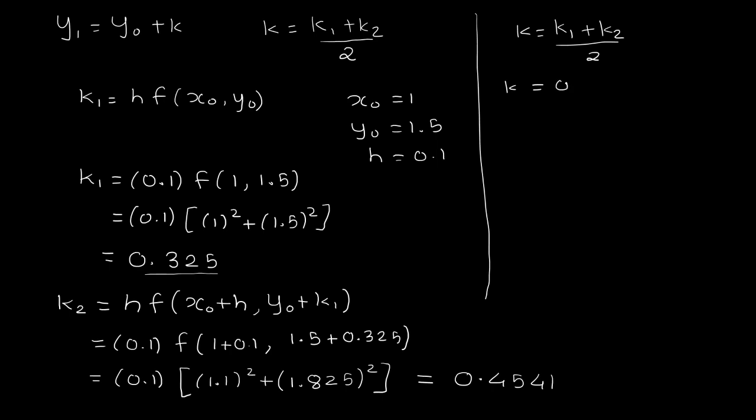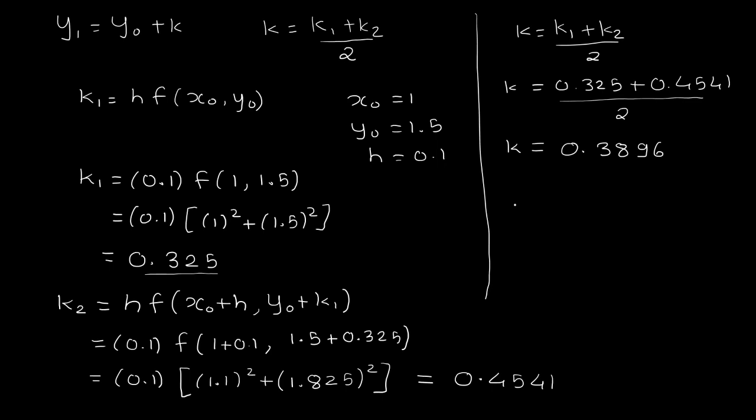So k value here, k1 is 0.325 plus k2 is 0.4541 divided by 2. And this, if you compute, it gives 0.3896. So this becomes my k value.